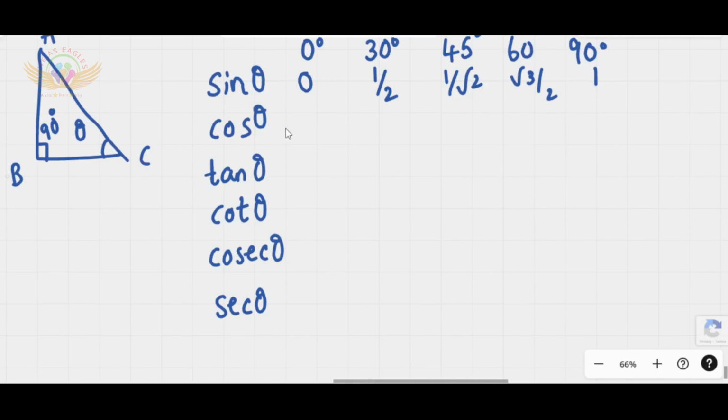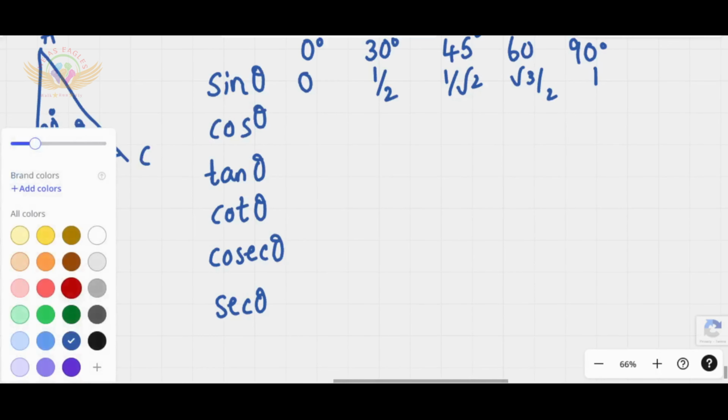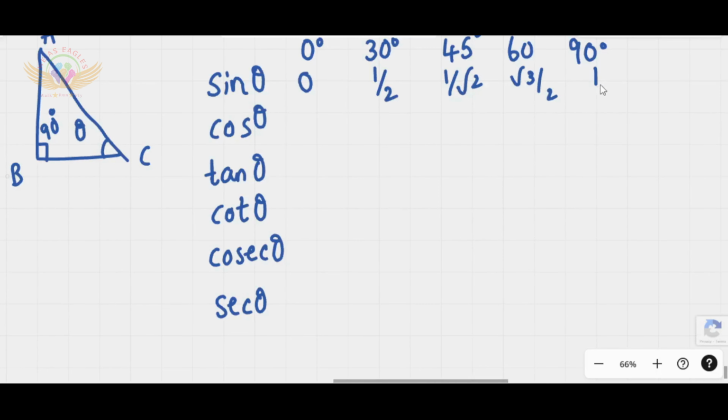The cos will be exactly the reverse of the sine. Cos 0 is nothing but sine 90, that is 1. I am writing the reverse values, coming backwards: 1, root 3 by 2, 1 by root 2, 1 by 2, 0. And what is tan?